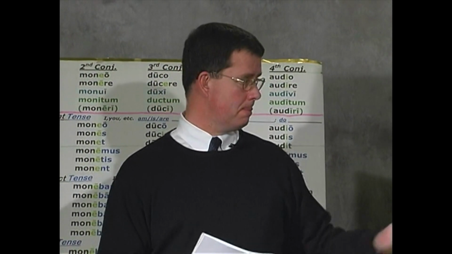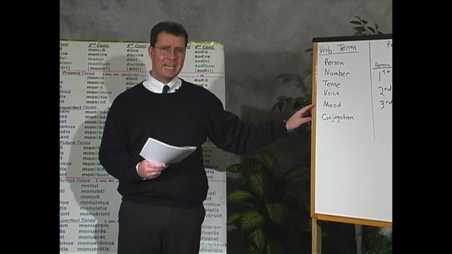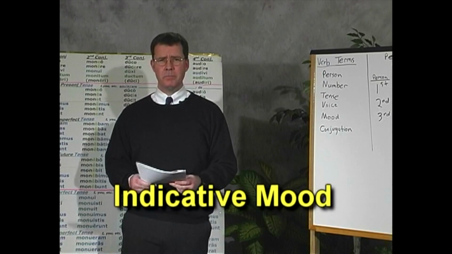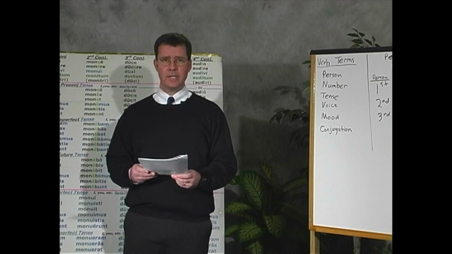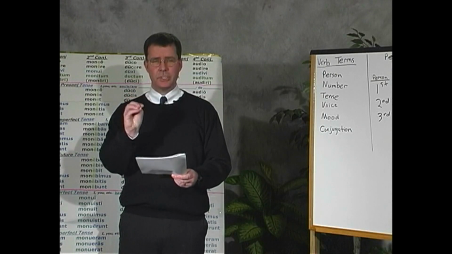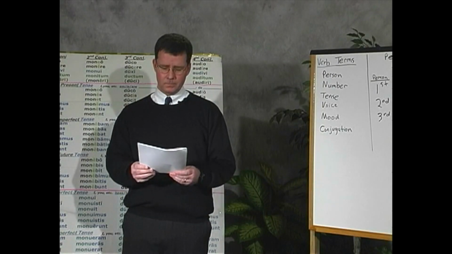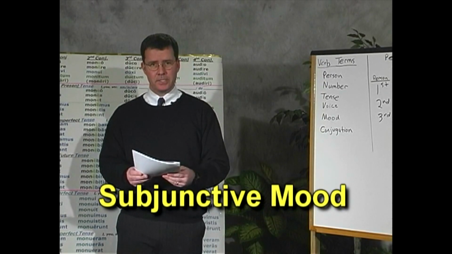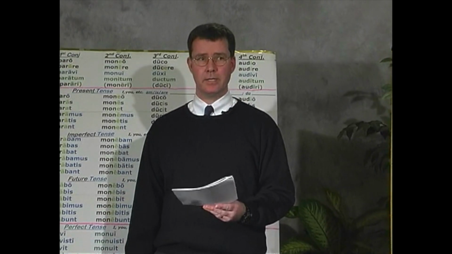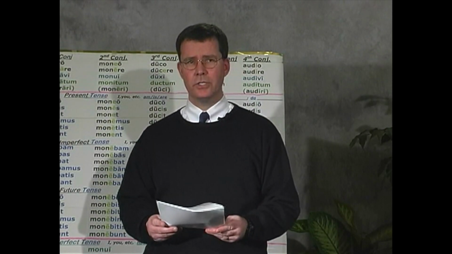Then we have mood. Latin verbs have mood. This refers to the manner or tone or kind of action. Latin has three moods. The indicative mood, which is the mood of fact, declaration, direct statement, or direct question. The indicative mood simply indicates that the action is happening. The imperative mood expresses a command. And the subjunctive mood expresses idea, intent, desire, purpose, result, or potentiality. The subjunctive mood is usually translated with the help of auxiliary verbs such as would, should, may, or might.